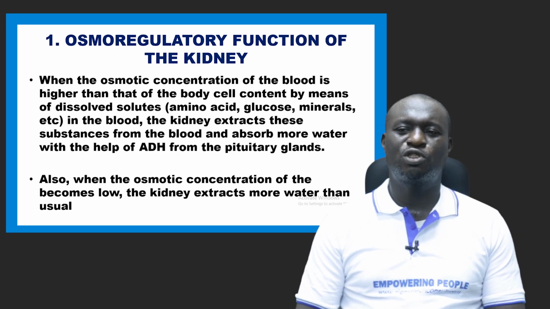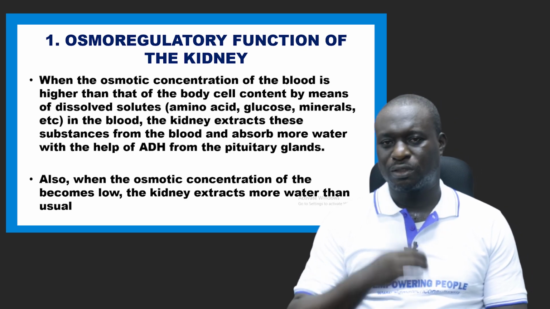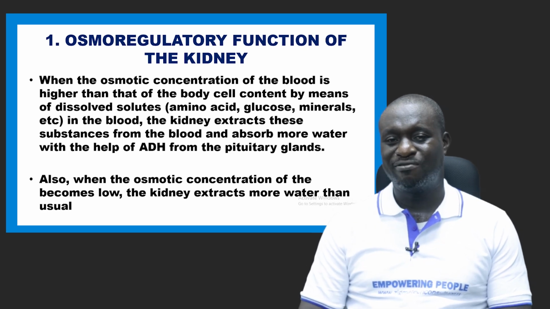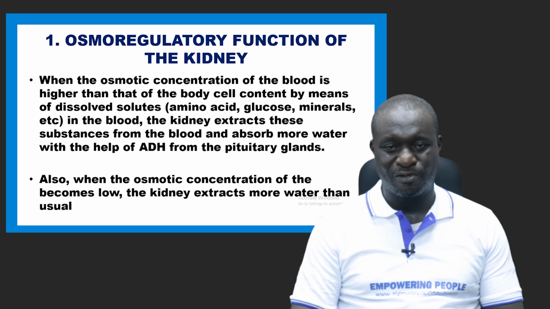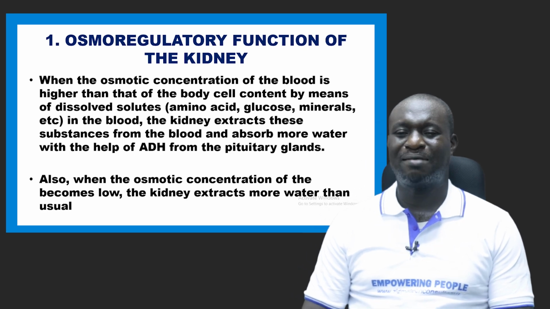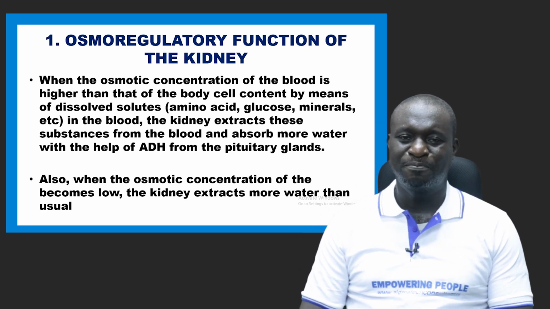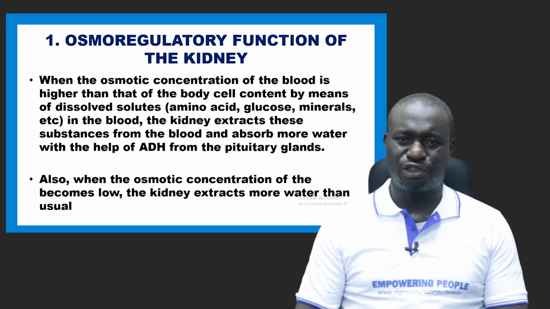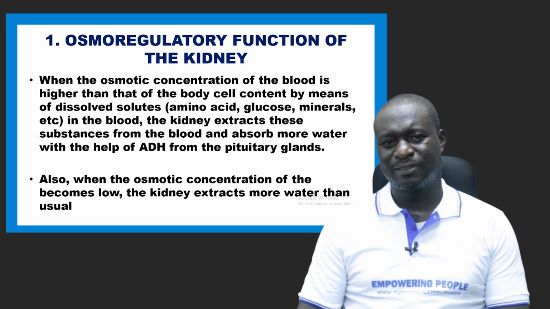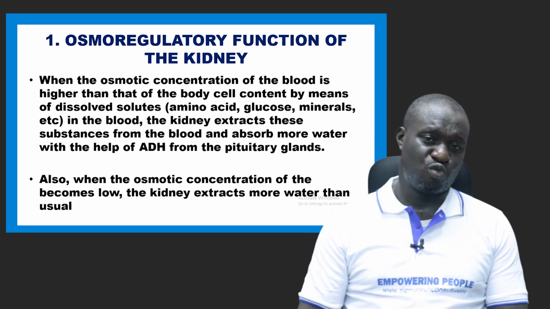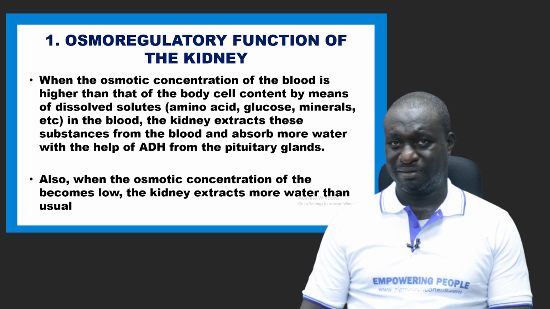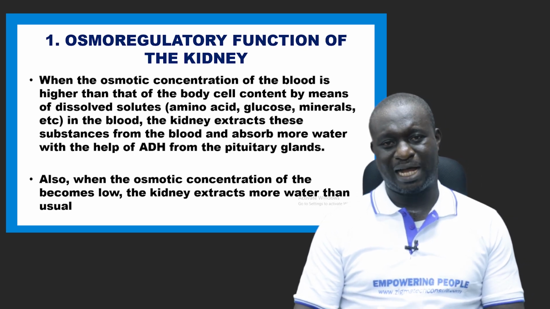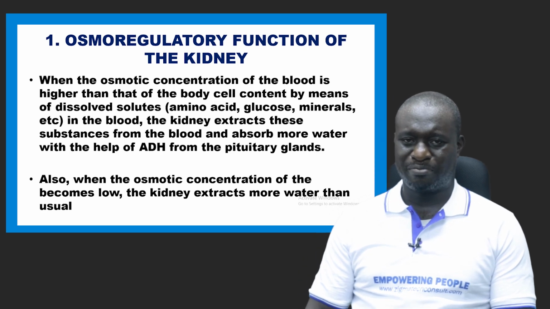Now, when the osmotic concentration, remember we talked about the internal environment, we said the blood is a part of the internal environment. We talked about the lymph, we said it is also an example of the internal environment. There are several conditions, probably exercise, or it can even be the food we eat. It can also be the place we find ourselves, where the temperature might be high, or the temperature might be cold.